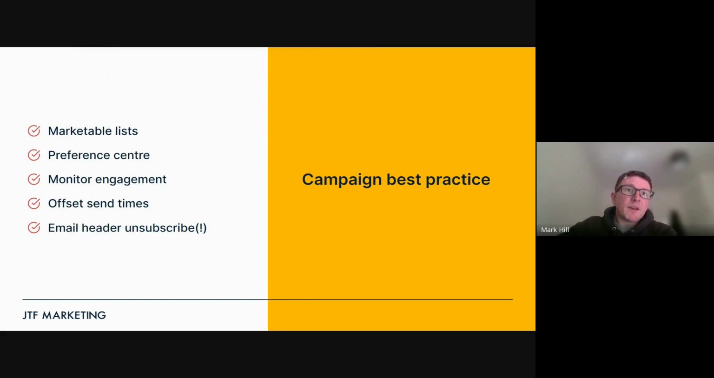And then I've also worked on a project before where we anonymized send times, and we put these into ChatGPT and asked it when the best send time was based on open rates. There's also some third-party software that'll do this for you too. And then the last tip I've got for you to take home is the email header unsubscribe.